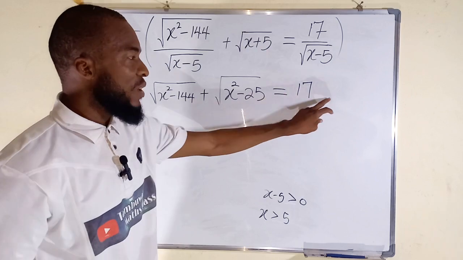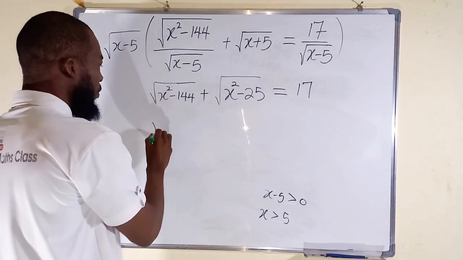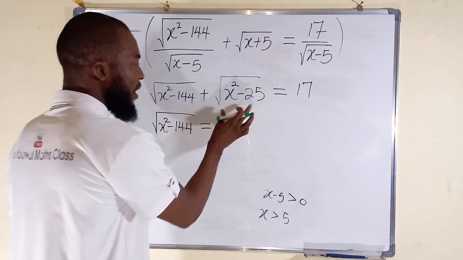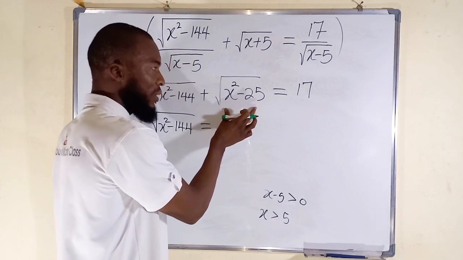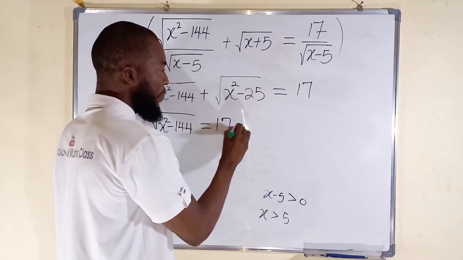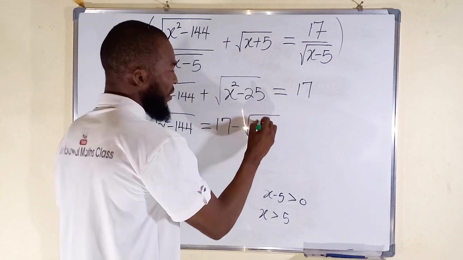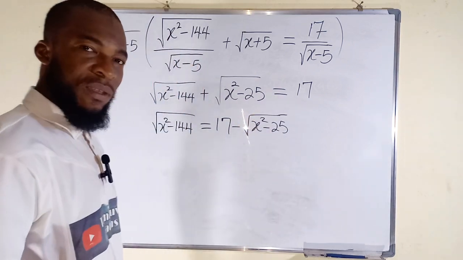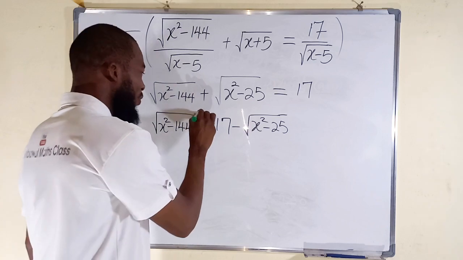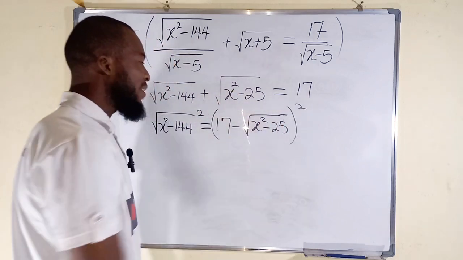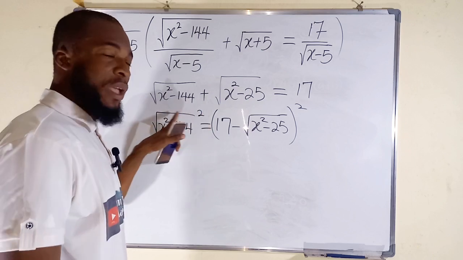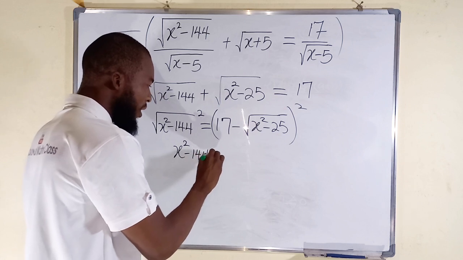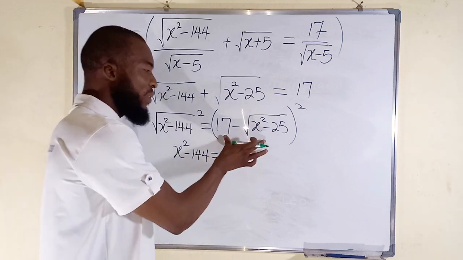Now we can take this one to the right hand side. We have the square root of x squared minus 144 on the left, and to the right, as this one crosses over, it becomes negative. So we have 17 minus the square root of x squared minus 25. Next, we can square both sides. If you square the left hand side, the square will cancel the square root, leaving x squared minus 144. And on the right hand side, we have the whole of this squared.